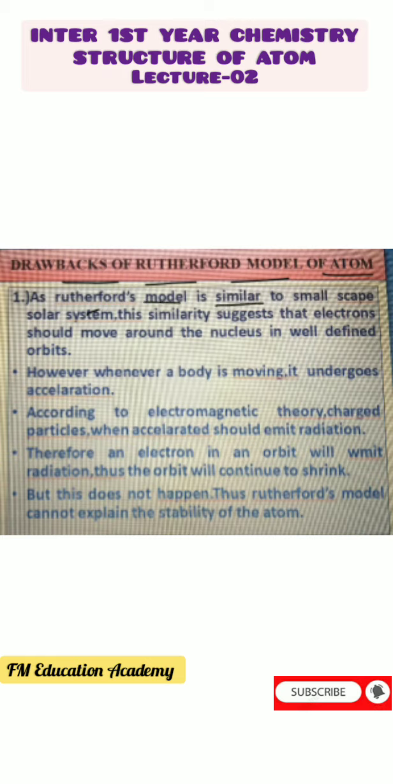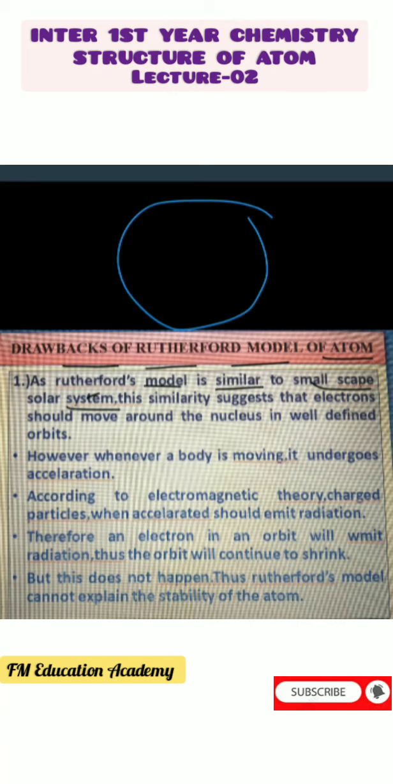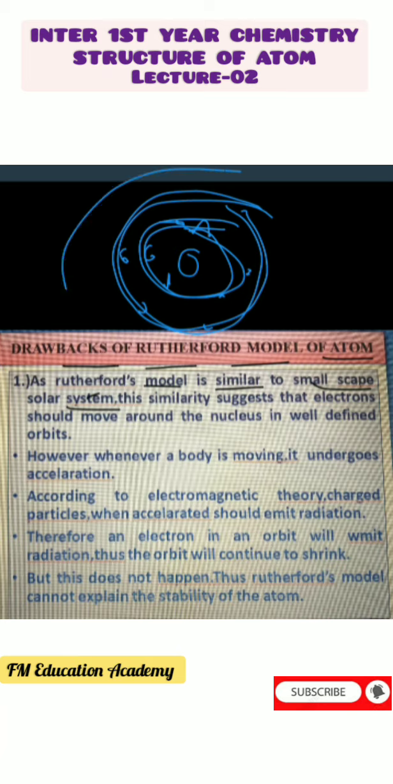As Rutherford's model is similar to a small scale solar system, we said right, there is an atom and electrons are revolving around the nucleus in these orbits. Means how in a solar system the planets revolve, Rutherford's model is also like that. So it suggests that electrons should move around the nucleus in well-defined orbits. Actually it should be moving in well-defined orbits, right? So whenever a body is moving it will undergo acceleration.